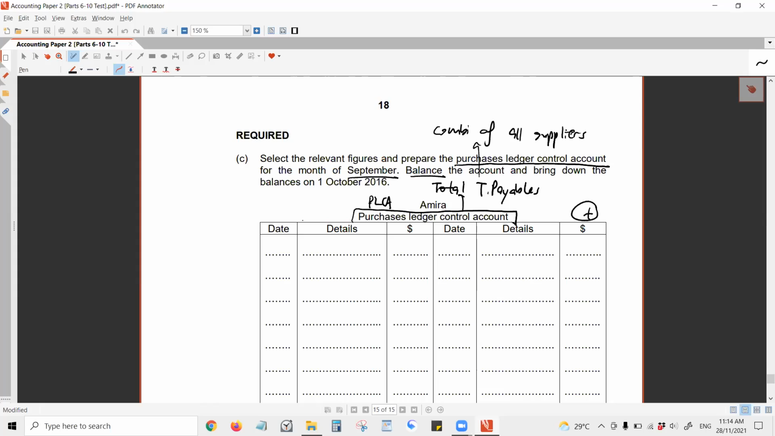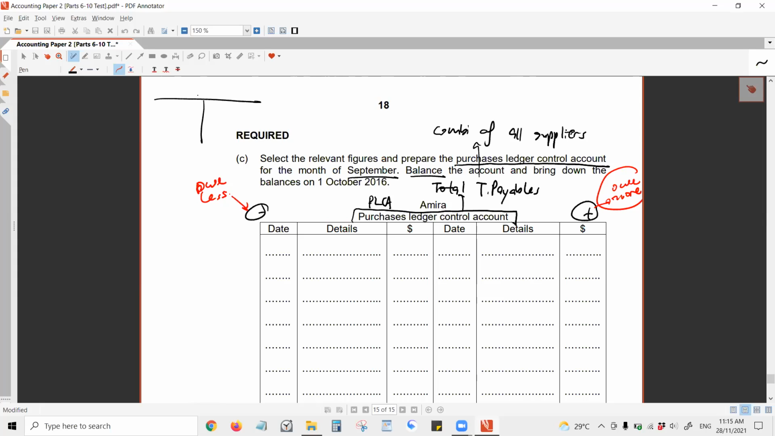Here is plus, here is minus. Plus means that's the side which makes us owe more to the supplier. This is the side which makes us owe less to the supplier. Just like when you do a supplier account, the credit side would make us owe more to the supplier, and the debit side of the supplier account would make us owe less to the supplier.